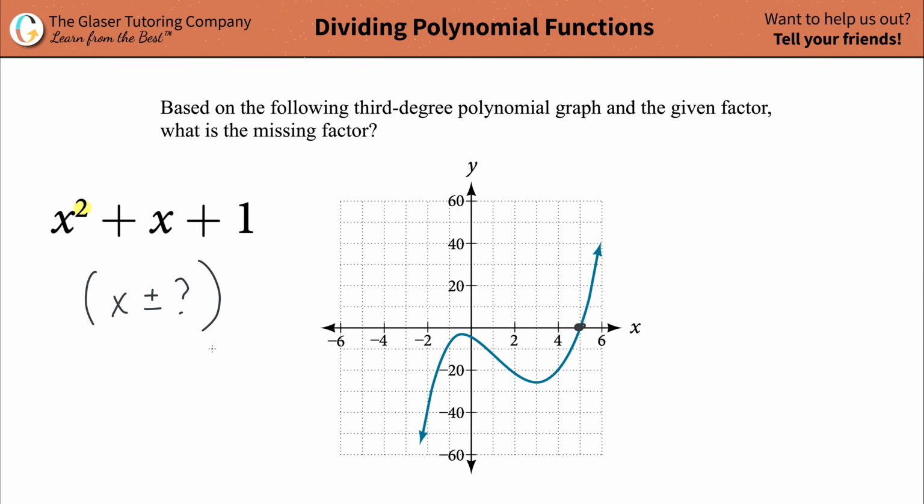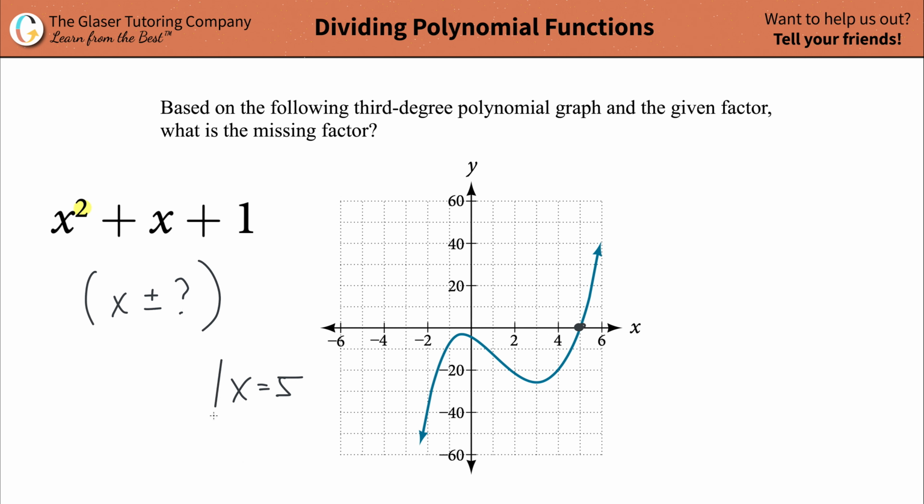And the reason why I know that is because I know that when I look at this function, this factor, the roots of it are going to be imaginary. There's no real numbers that are going to multiply to positive 1, but yet add to positive 1 as well. Think about that. You can't do it. Not with real numbers, at least. And therefore, I know that if this graph now crosses this location, that root, meaning that root of x equaling 5, must be coming from my other factor.